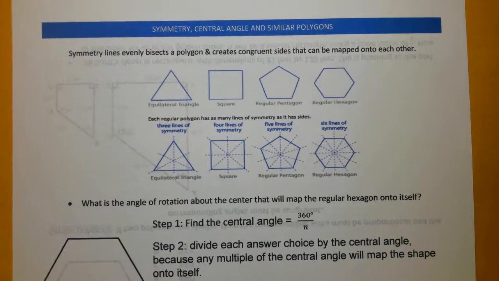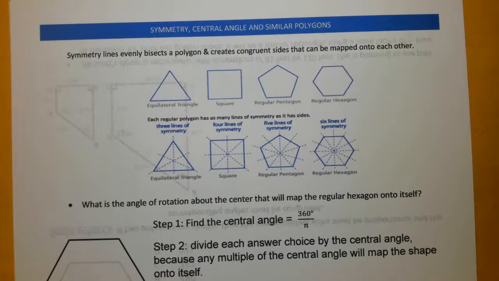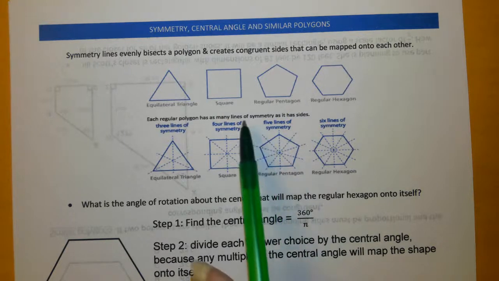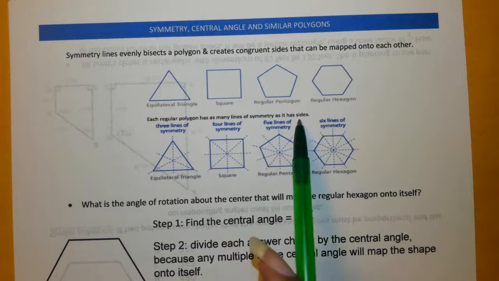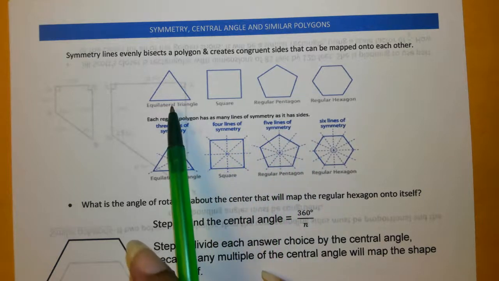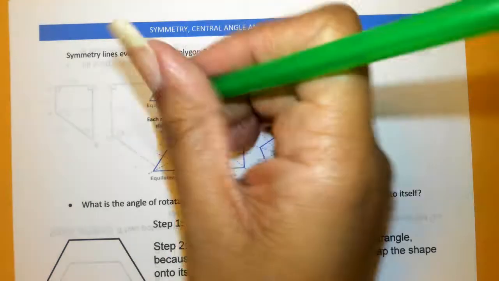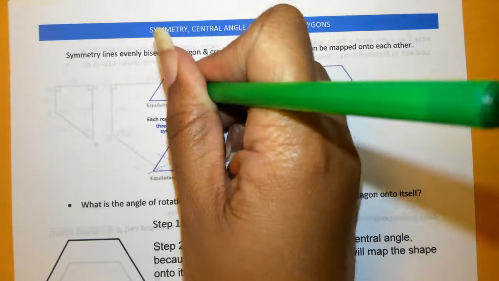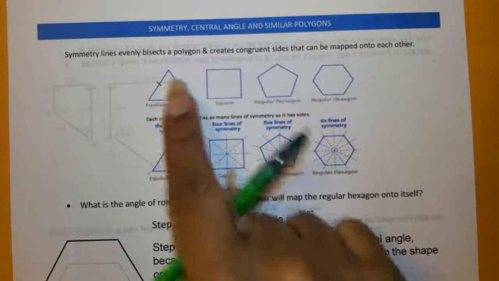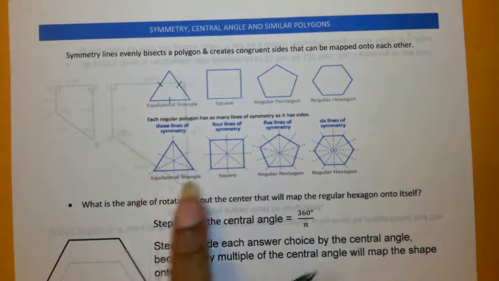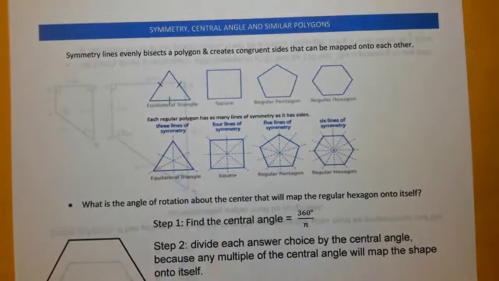So we get lucky when we talk about regular polygons, because for regular polygons, the lines of symmetry are going to be equal to the number of sides that it has. So we know in an equilateral triangle, we're going to end up with 3 congruent sides. And those 3 congruent sides, of course, give us 3 lines of symmetry.